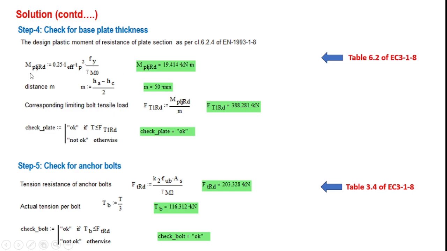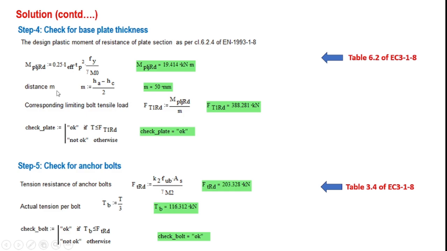Now, we can calculate the plastic moment of resistance of the base plate as 0.25 into L effective into TP square into Fy by gamma M0. So please remember that this is on the consideration of a plastic section modulus of TP square by 4, and we have the yield stress of the base plate material as Fy. This means that we obtain for an effective length L effective of the plate the corresponding plastic moment of resistance MPLRD as 19.4 kilonewton meter.